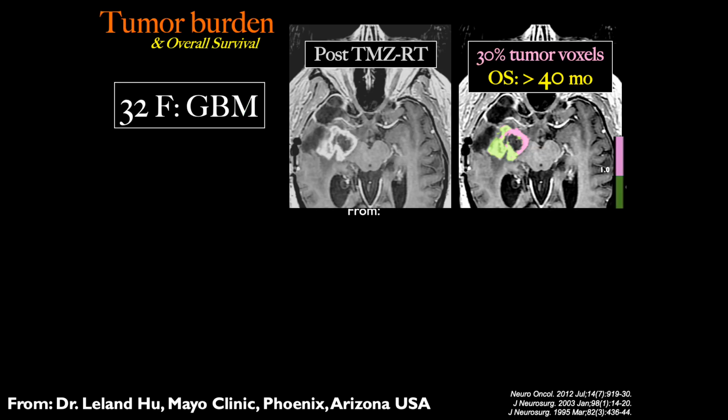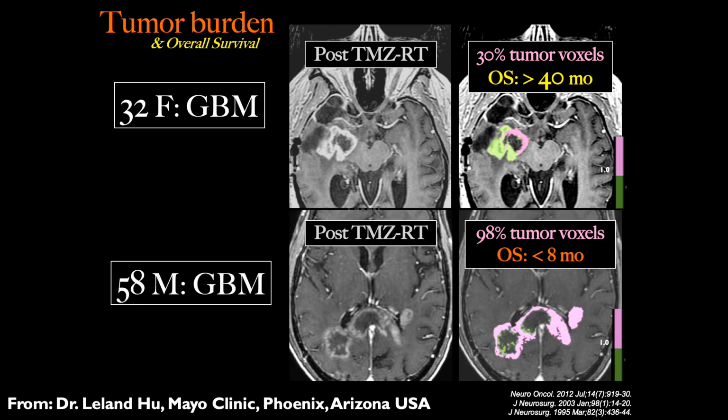Here's another example of using fractional tumor burden. This is the same patient, again with 30% tumor voxels. We can see that the overall survival for this patient was greater than 40 months. For another patient, their FTB showed that 98% of that enhancing lesion was tumor versus treatment effect, and their overall survival was much less. So what these examples show you is that fractional tumor burden is giving clinically relevant, important prognostic information that cannot otherwise be gotten from standard imaging.